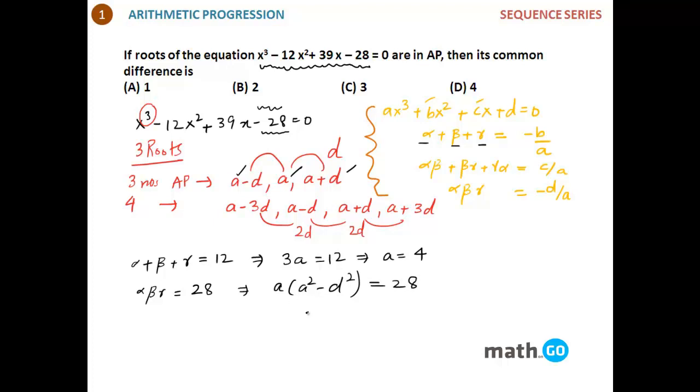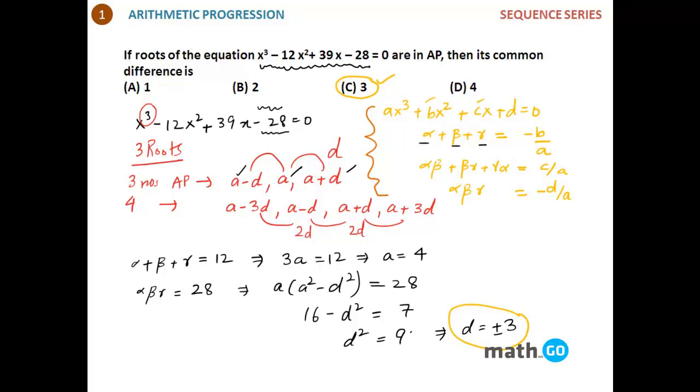We already know the value of a, so this becomes 16 minus d square is equal to 7. If we do this, d square comes out to be 16 minus 7, which is 9, and we get d is equal to plus minus 3. Mind it, there are two answers to this. We cannot say that only d equal to 3 is the answer. But if we look at the options, d equal to 3 is the answer we are looking for.